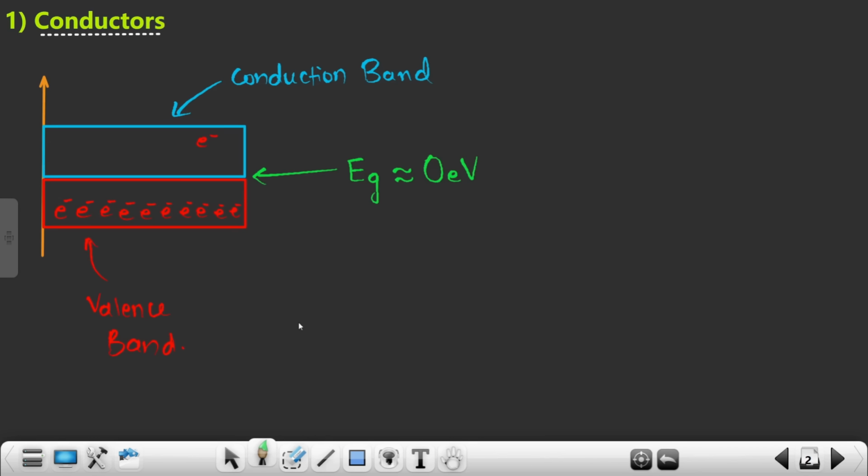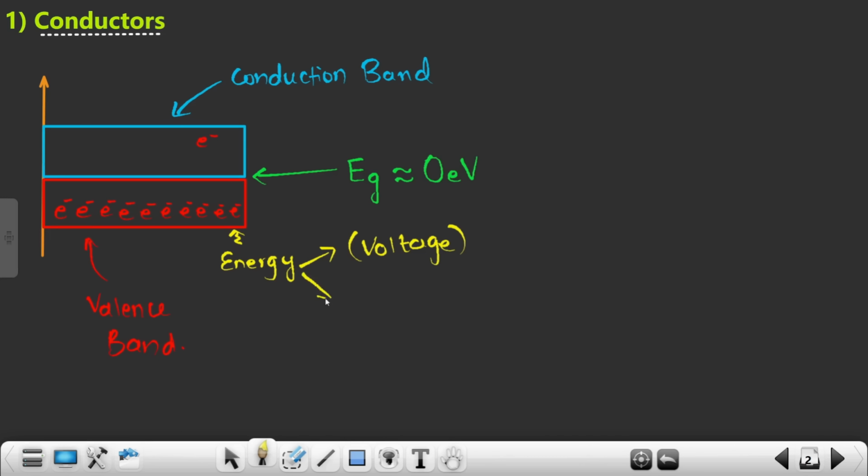Now in case of conductors, what is going to happen? Just by supplying very less energy, this energy can be anything. Since we are dealing with conductors, we can supply voltage to our conductor device. This conductor can be anything, an iron material, sodium, anything. Obviously it should be a metal since it is a conductor, right?